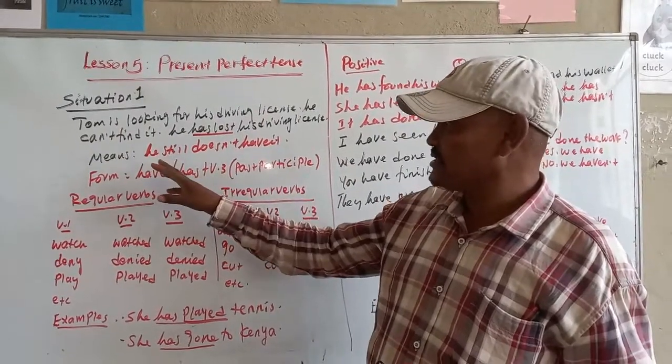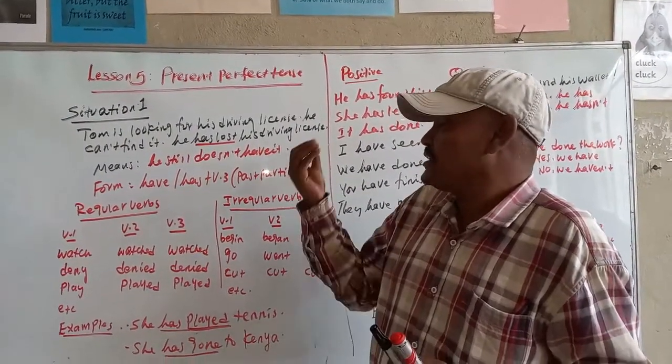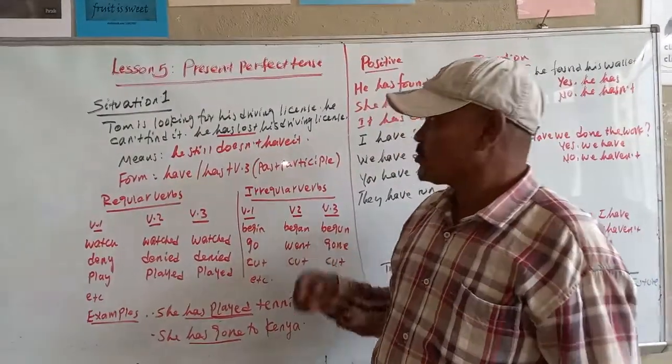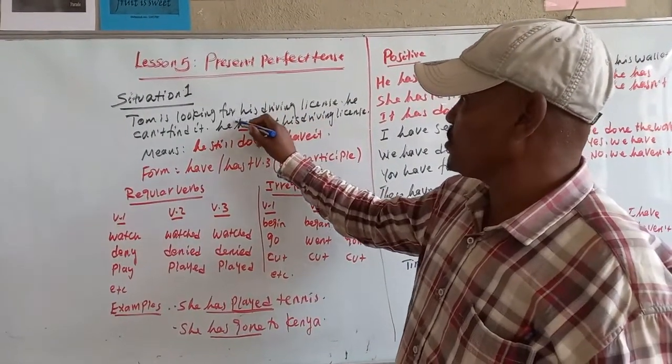His driving license is not with Tom, or he doesn't have any driving license at the time of speaking, it means. So we simply derive the forms of present perfect from this clear situation here.